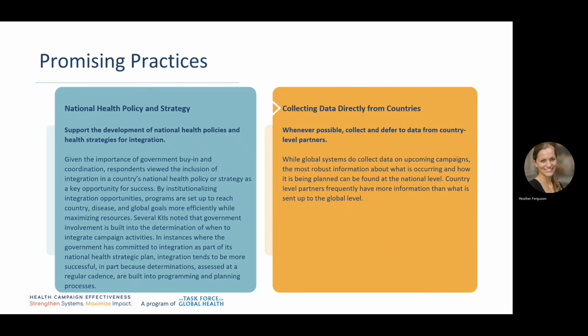And two, whenever possible, collect and defer to data from country-level partners. While global systems do collect data on upcoming campaigns, the most robust information about what is occurring and how it is being planned can be found at the national or subnational level. By engaging country partners in campaign data sharing, campaign planners across sectors will have timely views into upcoming campaigns and create opportunities for improved coordination and integration of campaigns.